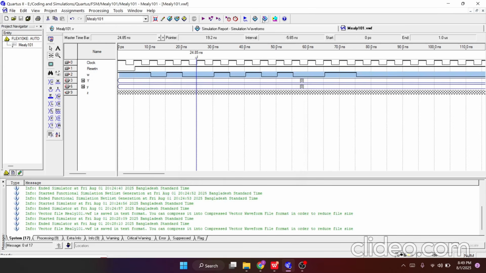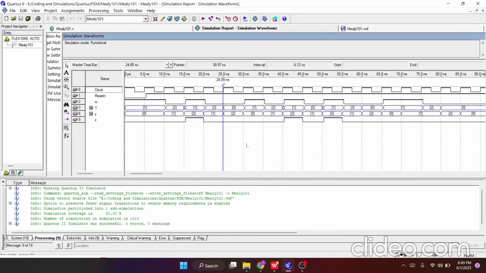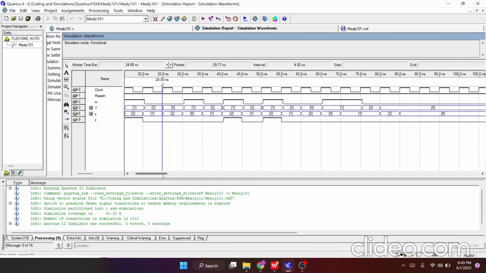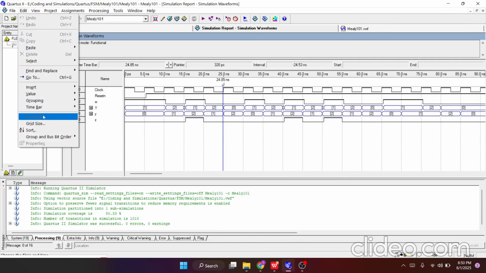Okay, let's simulate it. So there is no problem at all, as we can see. For this 101 we are getting 1, this 101 we are also getting 1, this 101 we are also getting high, and there is no 101 again. So this is how you can change the grid size from this menu, Grid Size.